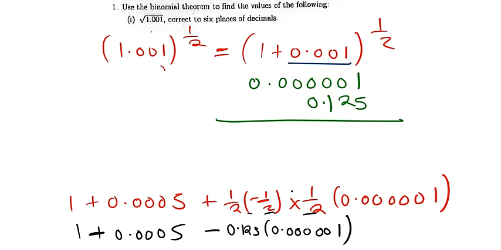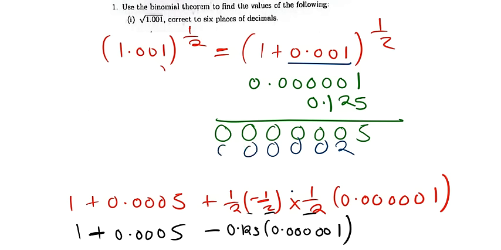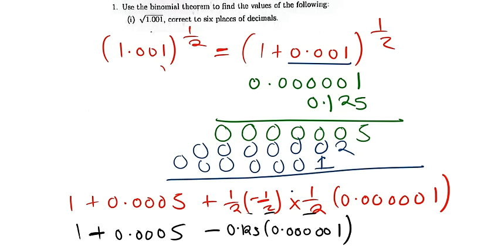5 times 1 is a 5. 5 times the 6 zeros, that would just be 6 zeros. How many of these 5? 6. The next number is 2, and then 6 zeros. The next number is a 1, and then 6 zeros. Next number is a 0, which of course will just introduce all unnecessary zeros, so we don't need them. So we have 5, 2, 1.